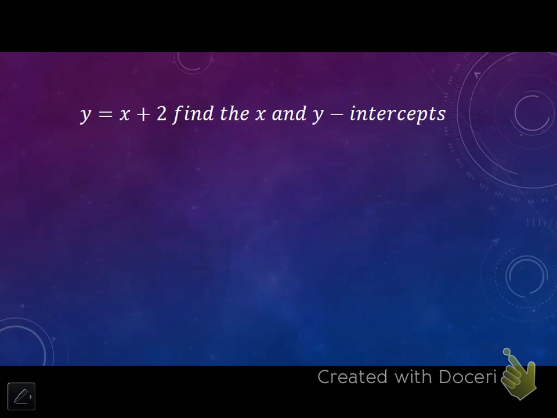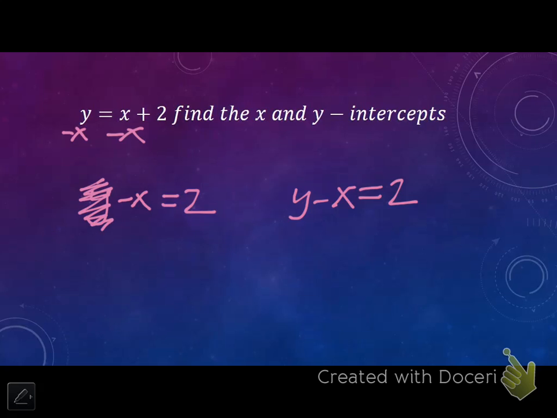Okay, find the x and y intercepts. X and y intercepts, you always have to get it in standard form to be able to do. So we need to get x and y on the same side. So we're going to subtract x, and then we're going to do the cover-up method. So I'm going to write it twice here. Okay, so for this, I'm going to find my x-intercept, so I cover up y. To get x by itself, divide by -1, so x equals -2.